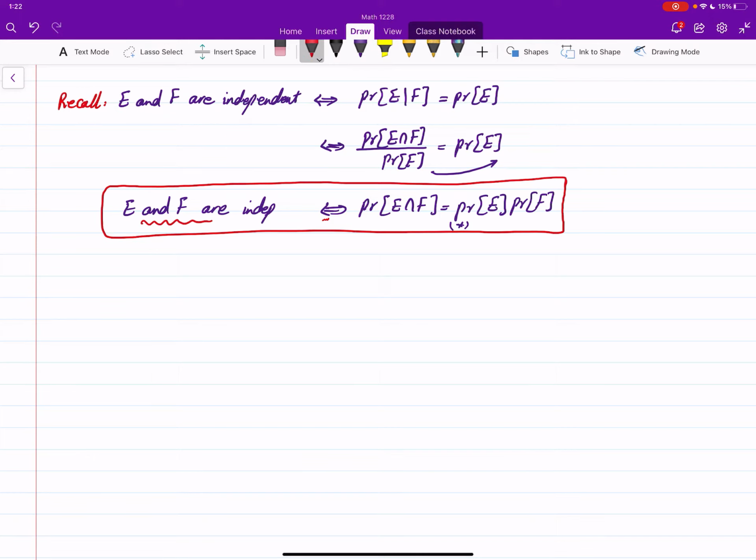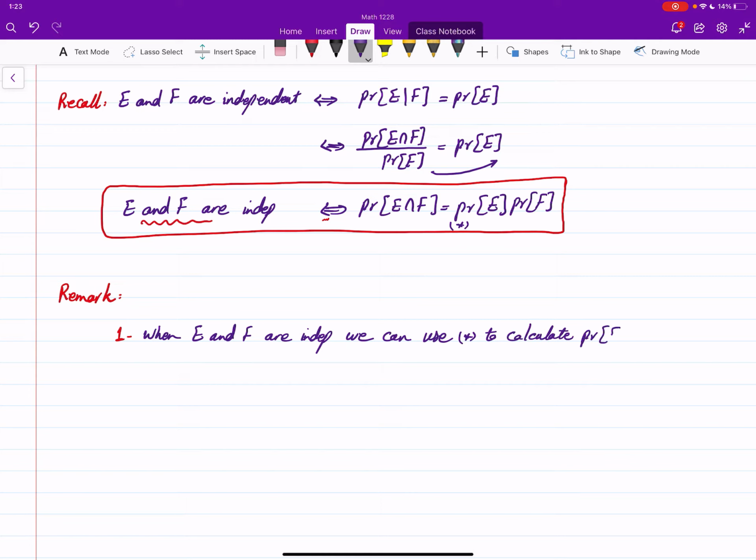So here, let me put them down as remarks. The first remark is that when E and F are independent, only then we can use the right-hand side, the star, to calculate the probability of the intersection.